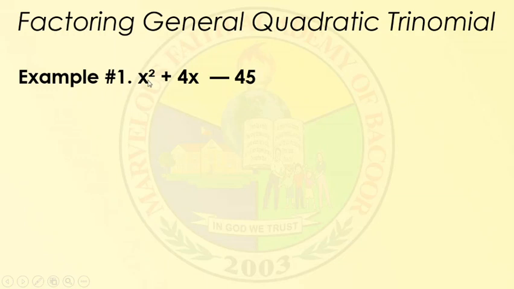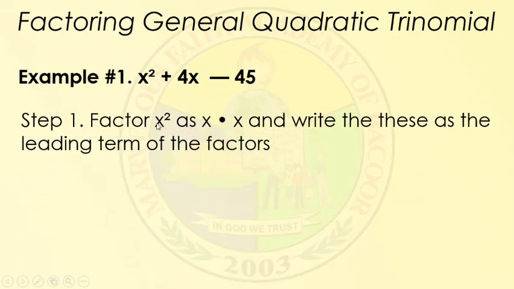Okay? Next, example number 2, x squared plus 4x minus 45. Okay? So, identify muna natin ang value ng b. We have 4 and negative 45. Okay? So sa step number 1, we need to factor x squared as x times x and write this as the leading term of the factors. Okay?